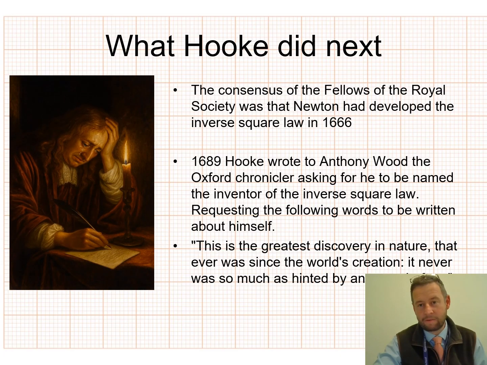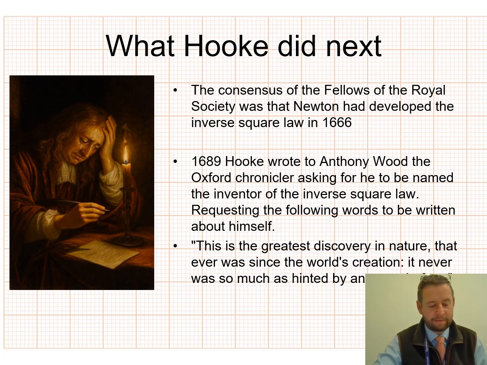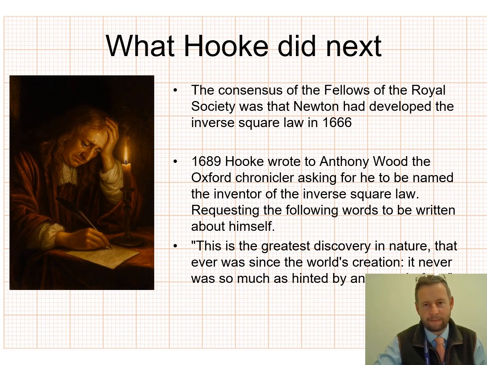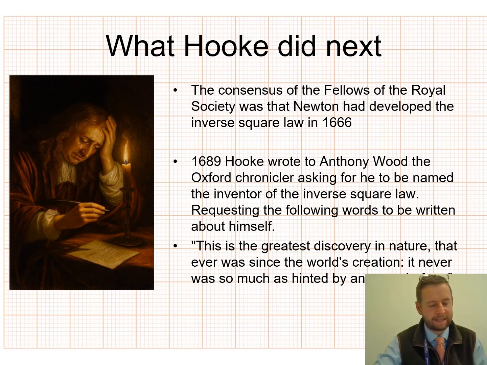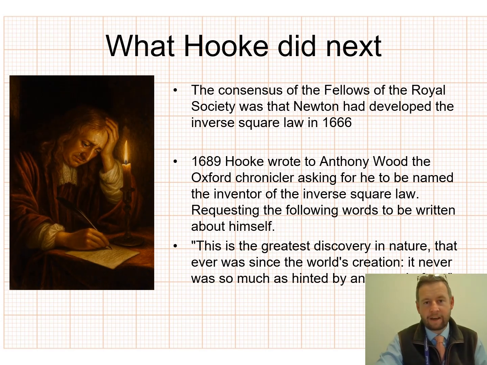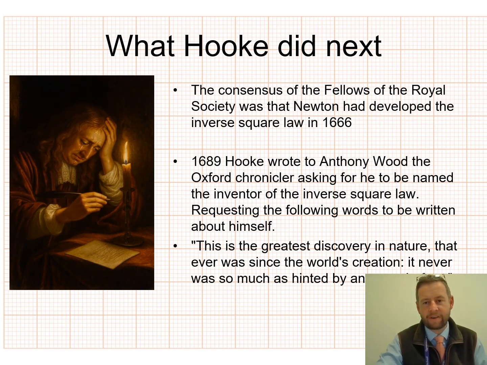So Robert Hooke had not managed to convince anyone at the Royal Society that he was the person that invented the inverse square law. He was also not able to get any traction with Isaac Newton himself, who just rejected the idea because Isaac Newton knew how he formulated it because he was there when he did it. But he wasn't going to let it go. He hung on to it for a very long time.